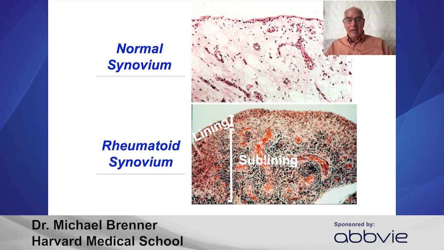In RA, on the other hand, the tissue becomes markedly hyperplastic and massively infiltrated with leukocytes. The lining then is expanded moderately. The major change is the huge expansion of the sublining shown here, with a lot of neovascularization, and these blue-black staining cells are all infiltrating leukocytes. And this lining-sublining difference is very important, as you'll see.